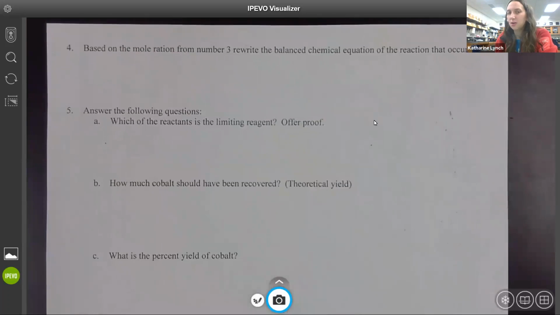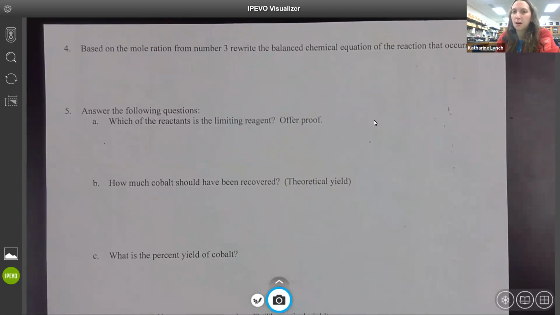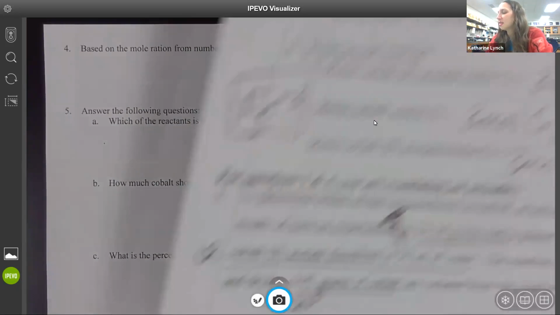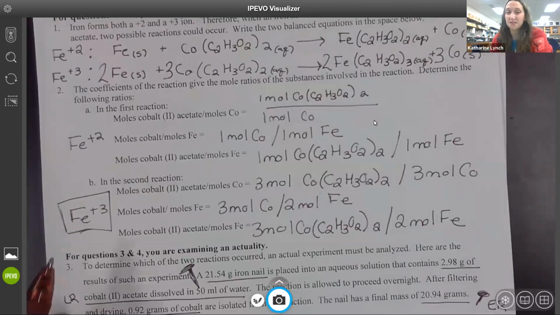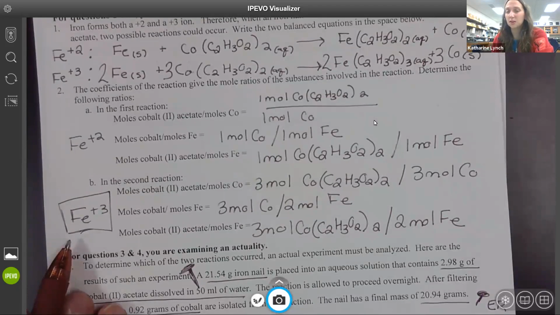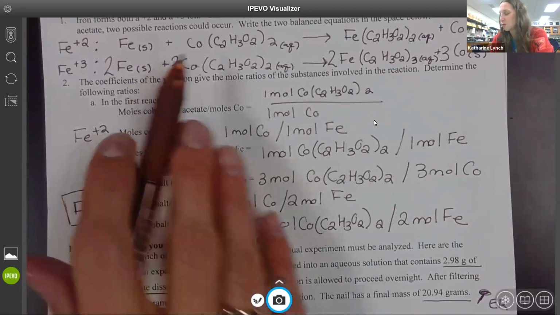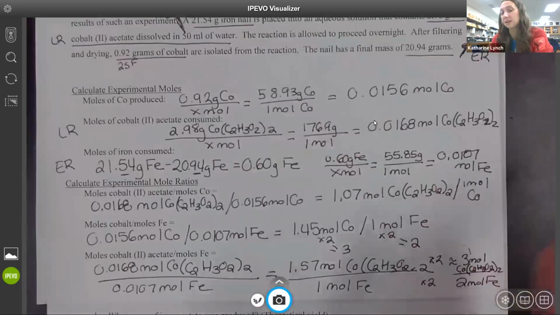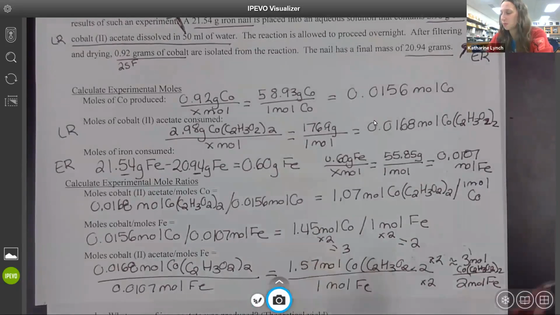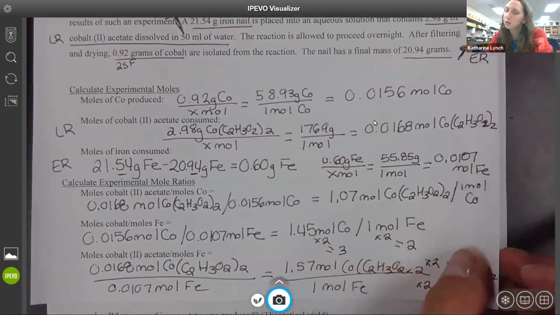Guys, we're going to continue on with Iron It Out number 4. And in the previous video, we did determine that this charge of iron is going to be iron plus 3, because we compared actual mole-to-mole ratios from a balanced chemical equation to an experimental set of mole-to-mole ratios. Was it perfect? No, but it was pretty close.